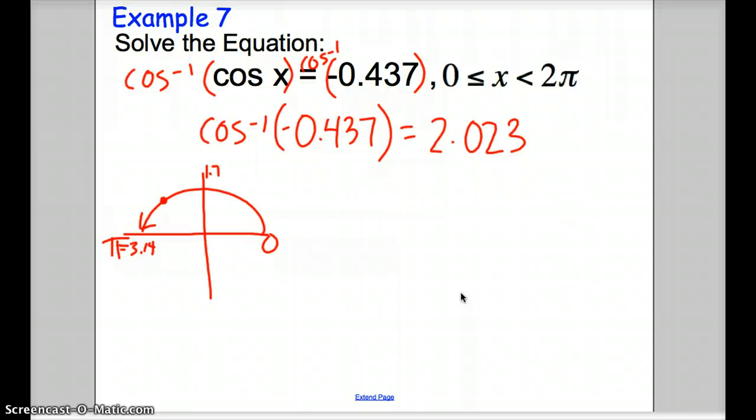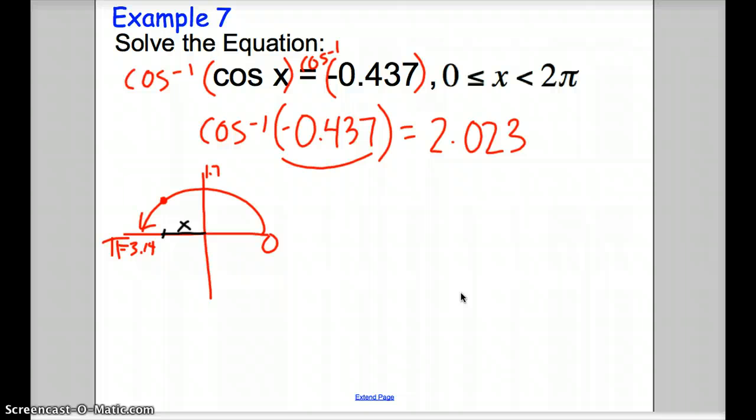Now that's not super important because the process we're going to do will remain the same. So we want to think about this. Where is cosine negative? Because we want to find the second solution from 0 to 2 pi. And we know the definition of cosine is that it's the x value. So the x value happens to be negative 0.437 at this point.